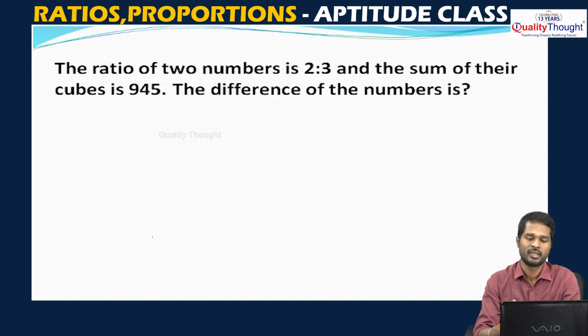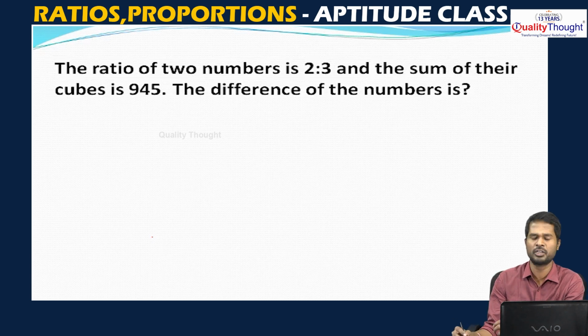The question says the ratio of two numbers is 2:3 and the sum of their cubes is 945. The difference of the numbers is how much? So there are two numbers which are in the ratio 2:3 and the sum of their cubes is 945. He is asking the difference of the numbers. Let's see this.